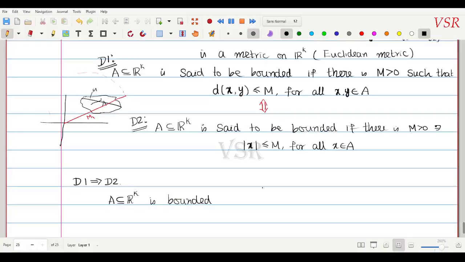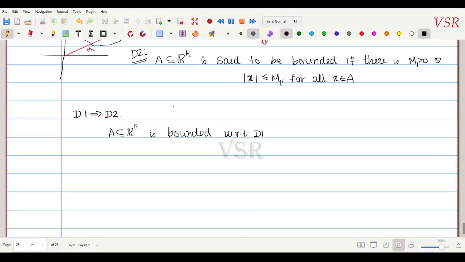But for this, if we take another number M1, it is not necessary that we get the same number. I call it M1. Okay, A is bounded with respect to D1. Then we need to show that capital A is bounded with respect to D2.